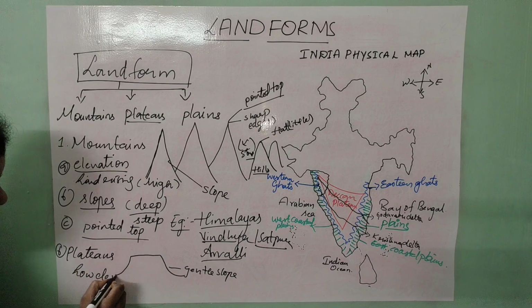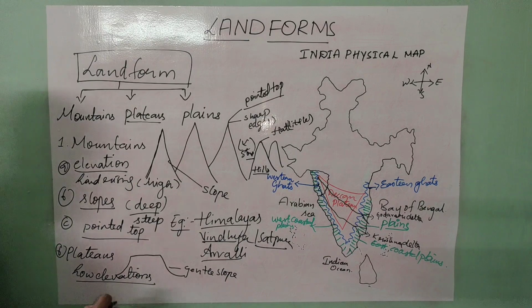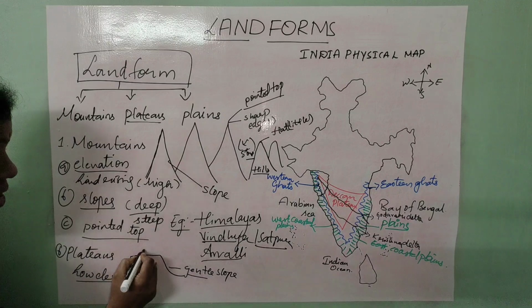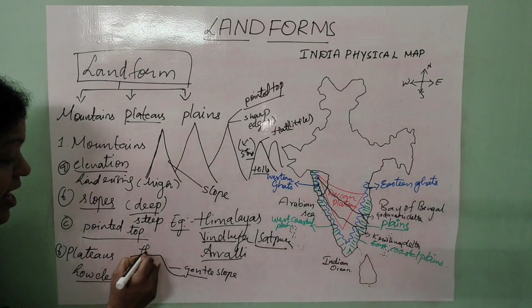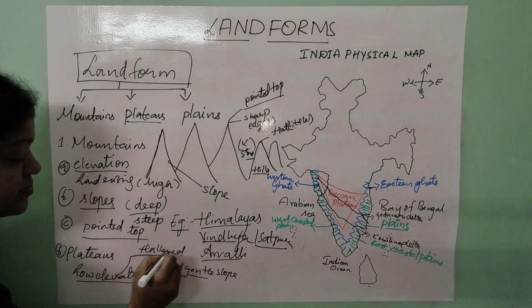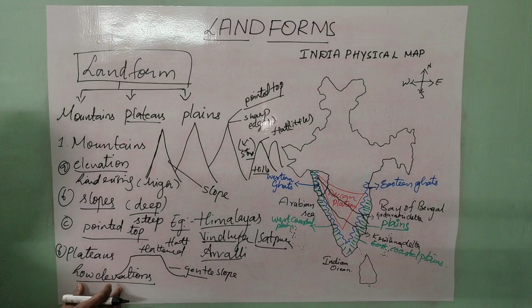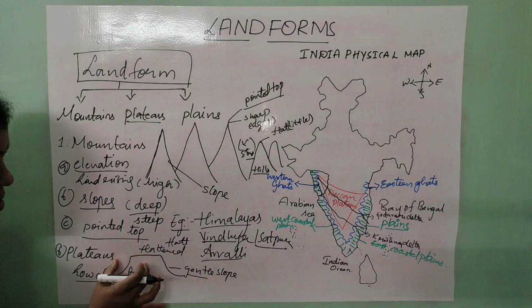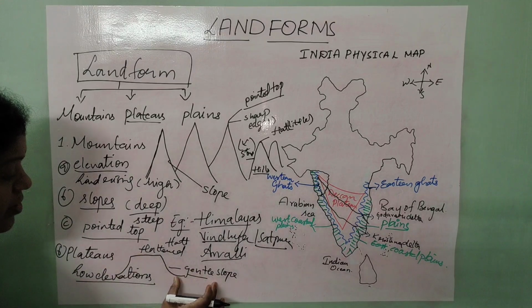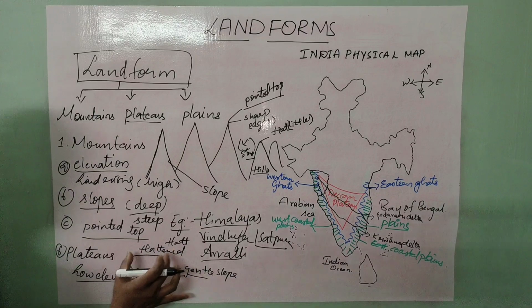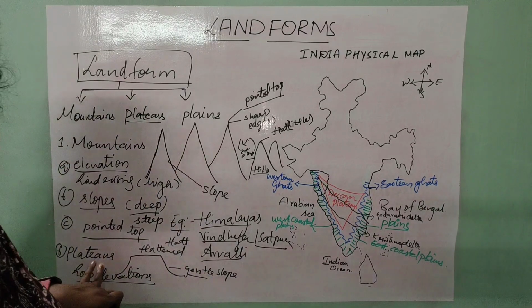Very good. Just like mountains, we can consider the first factor as elevations. How the elevations are here? Low. And what about the slopes? Gentle. What about the top? They are flattened. Flattened or flatlands, you can see. So here, low elevations are raising of lands with low heights, having the gentle slope with the flat surfaces at the top. So this we can define as plateaus.